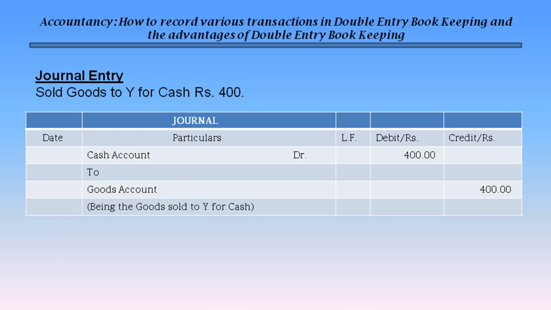Journal entry for goods sold to Y for cash rupees 400. Cash account debit 400 rupees to goods account credit 400 rupees, narration being the goods sold to Y for cash.